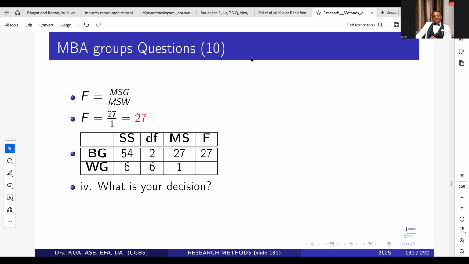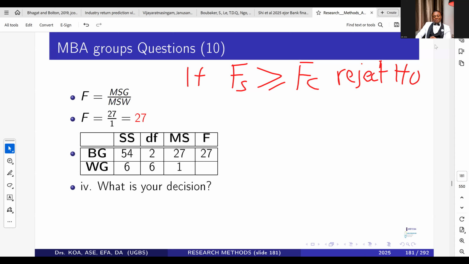So in short, what we are saying is that if F statistic is greater or equal to F critical, reject H naught. H naught is the null hypothesis. That's it. Reject H naught.